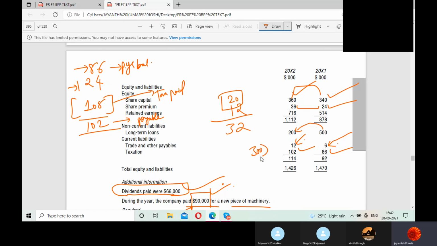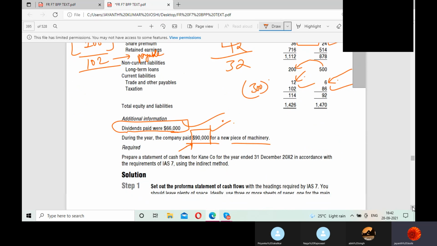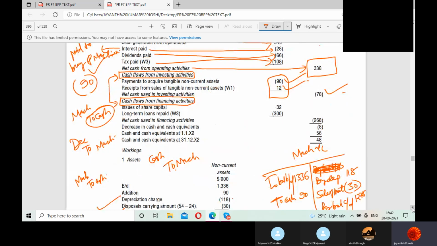You repaid, that is 300. You need to take a negative balance. So 32 and 300, we can check it out. So this is again done. Please check it. And then you have a net amount of this much. When you adjust this and this, how much are you getting, please tell me. 338 minus 78 minus 268. You're getting minus 8. Please confirm. Yes, sir. It's minus 8.